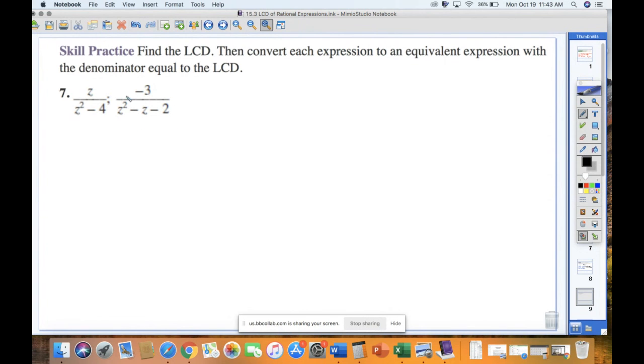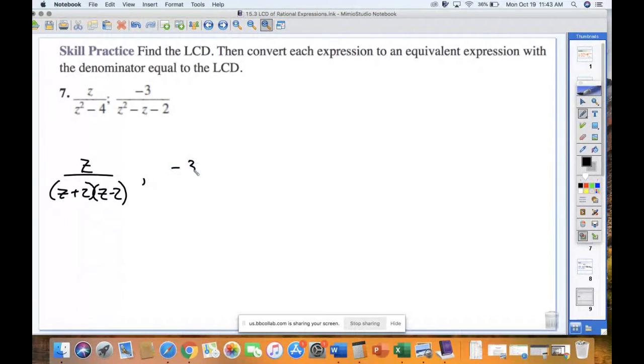All right, so I'm going to start. Keep working. Don't let me disrupt you. See if we get to the same spot. So on the first one, we have z over z squared minus 4. So I'm going to factor that to z, z plus 2, z minus 2.